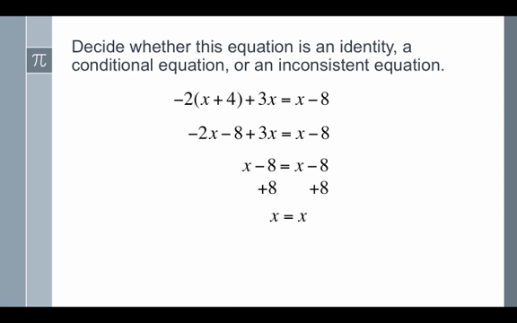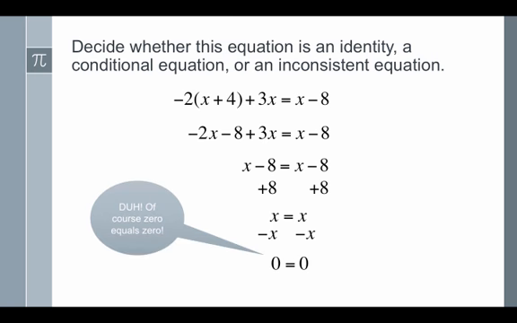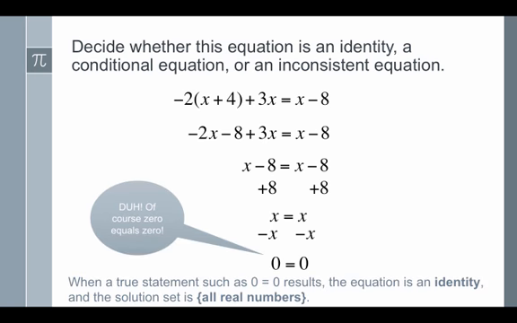Again, some of you may say, I'm still not sure, so let's keep solving. I subtract x from each side, and that gives me 0 equals 0. Well, of course 0 equals 0. That is an identity. And since we have an identity, our solution set is all real numbers. We could plug in anything we want and get a true statement.